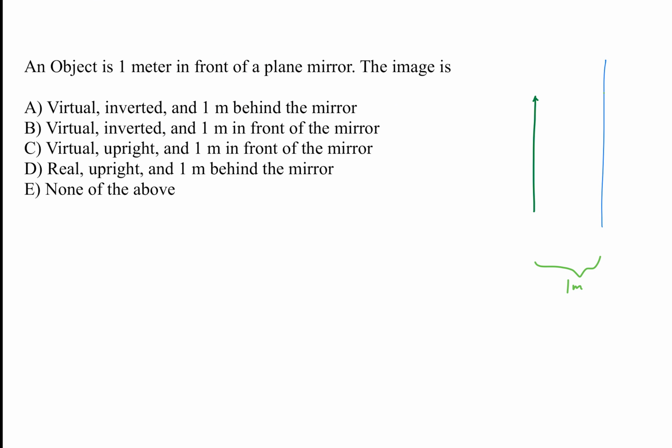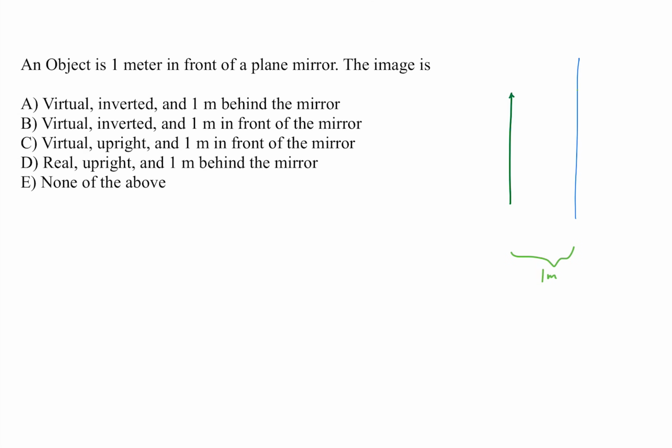So here is a sample SAT problem. The question says, an object is 1 meter in front of a plain mirror. The image is... So pause your video and take some time to do this question. The correct answer to the previous question is E.